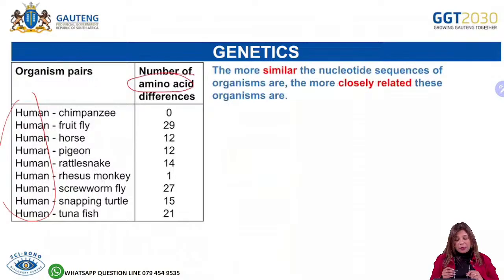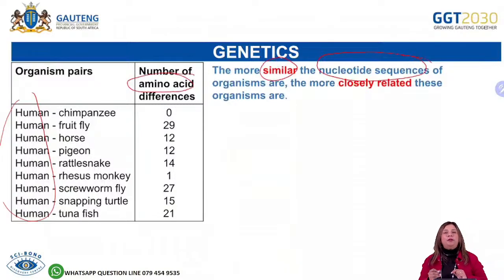So they are saying here, the more similar the nucleotide bases of organisms are, the more closely related they are. Let's listen to this carefully. When they say the more similar the nucleotide bases, immediately I say in my mind, the more similar the DNA is, the more closely related it is, isn't it? Because remember, nucleotide bases form DNA, and DNA codes for proteins.